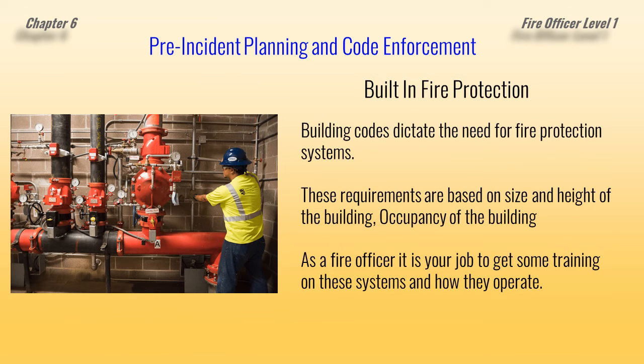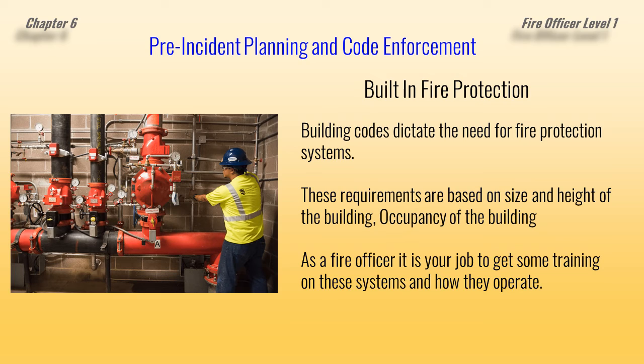So let's talk about built-in fire protection. Building codes dictate the need for fire protection. When a building is built, as I stated before, we're looking at the International Building Code, International Residential Code, and based on the use or type of building, it may call for a sprinkler system, it may call for a standpipe system, and that's all based on the height of the building, the size of the building, and again the occupancy type. Any residential occupancy other than a single family dwelling now requires some type of sprinkler system.